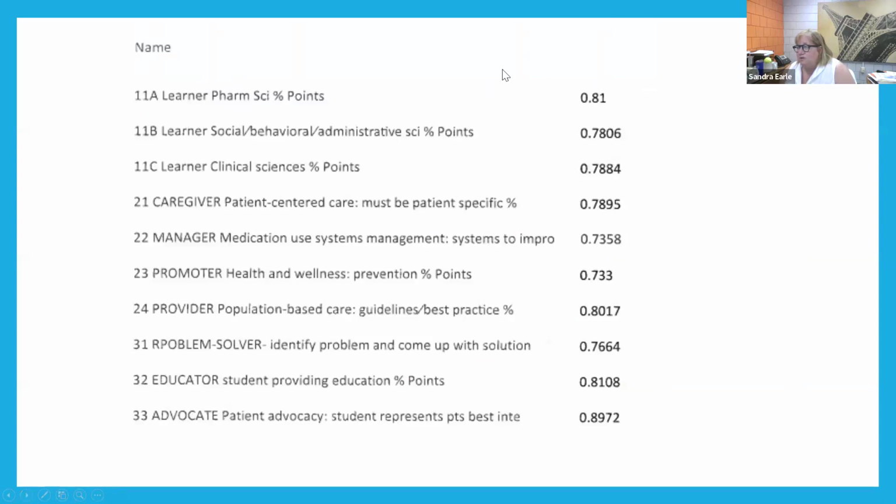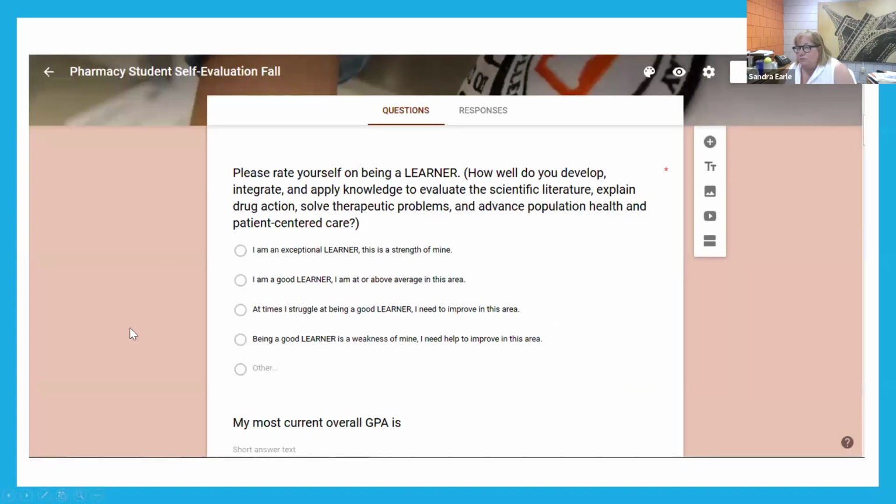Here's what your individual data might look like. So you will be asked to put this data into the form. So when you're asked about your learner pharm sci points, go ahead and put in 0.81. Okay. And then here's how you will rank yourself. So please rate yourself on being a learner. And then I will put the definition of learner here. Are you an exceptional learner?